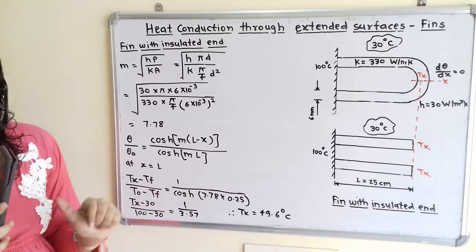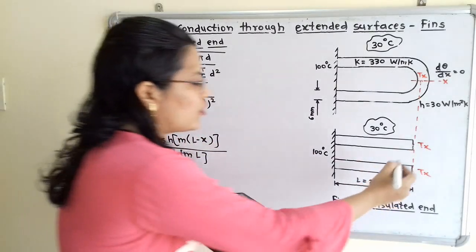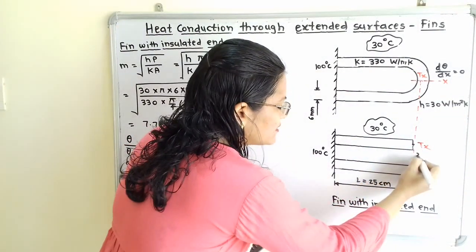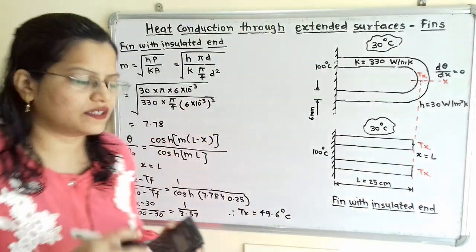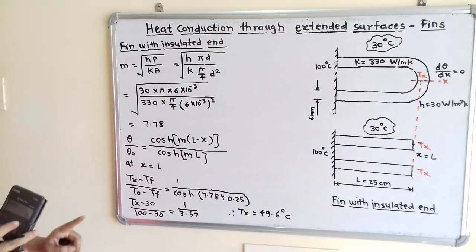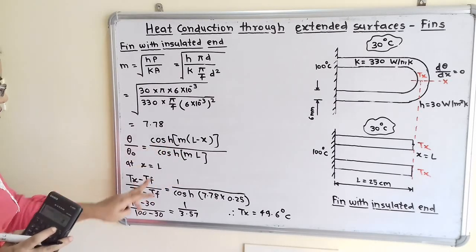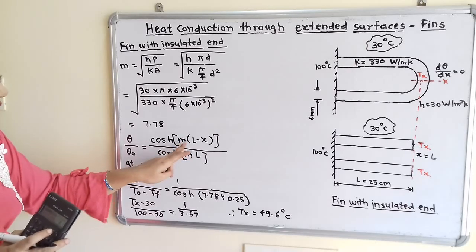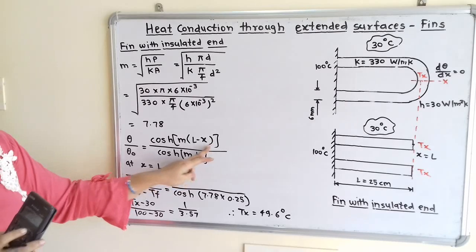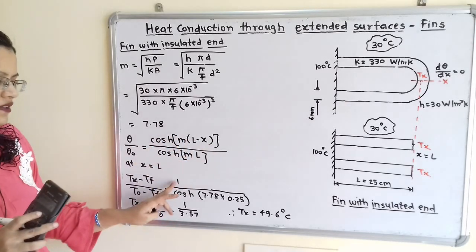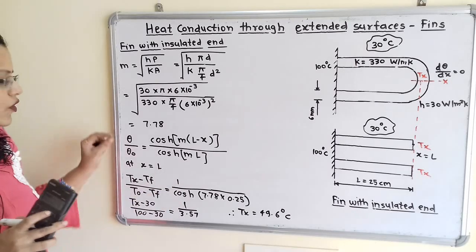Now what is our question? We have to find out the temperature Tx. If we observe at this point Tx, x is equal to L, because L is equal to 25 centimeter. So here we have to put the value cosh m(L minus x). So x is nothing but L, that is L minus L equals 0, and cosh 0 is 1. So here the numerator will become 1.